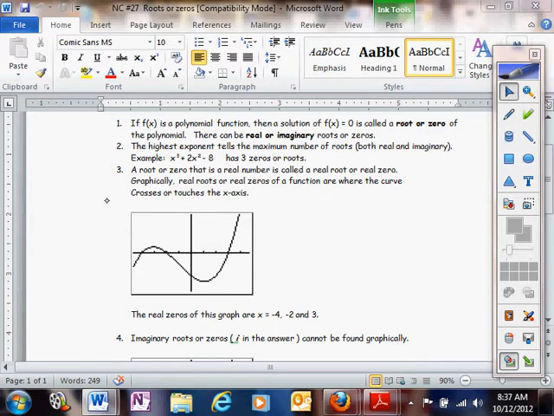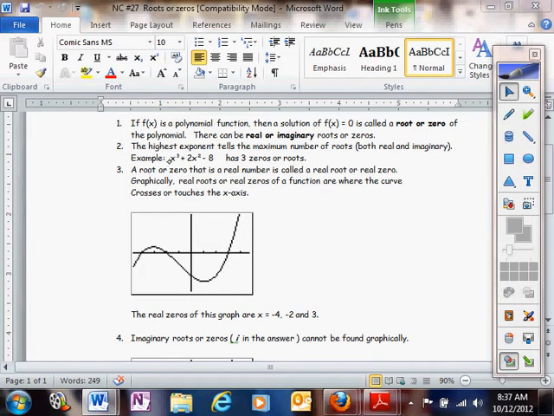So this is note card 27, and we're going to talk about roots and zeros. It says if f of x is a polynomial function, then a solution of f of x equals 0, that means when y is 0, is called a root or a zero of the polynomial. There can be real or imaginary roots. The highest exponent tells the maximum number of roots, both real and imaginary.